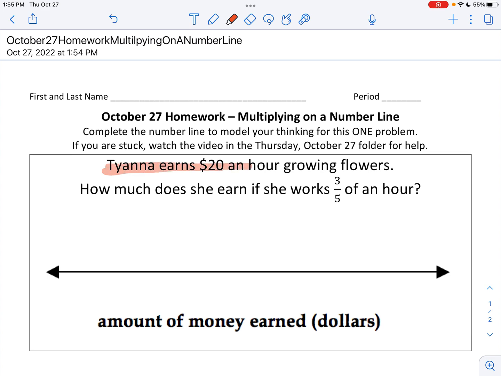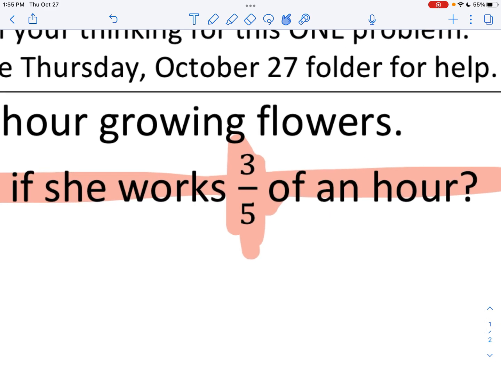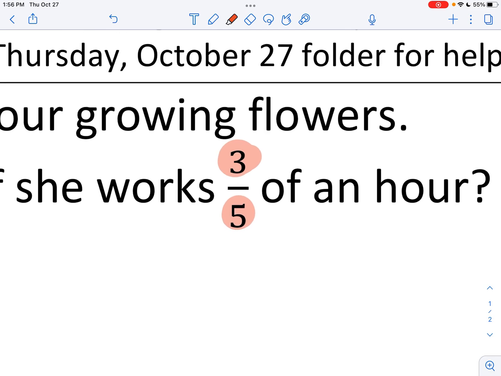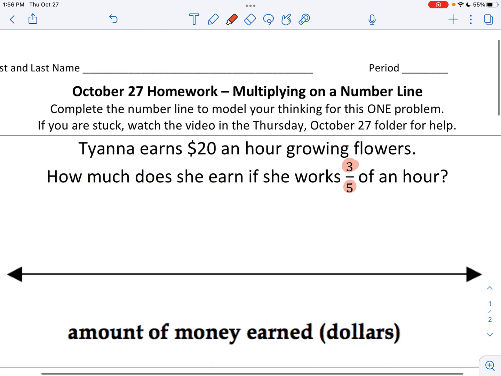Tiana earns $20 an hour growing flowers. How much money does she earn if she works 3/5 of an hour? So what this says to me when I read this is that she hasn't worked a whole hour, because this fraction is a proper fraction. The top number 3 is smaller than the bottom number 5. I know that she has not yet worked an entire hour.